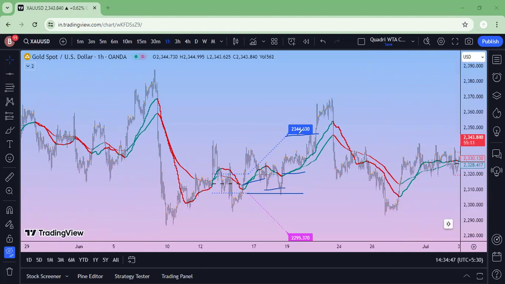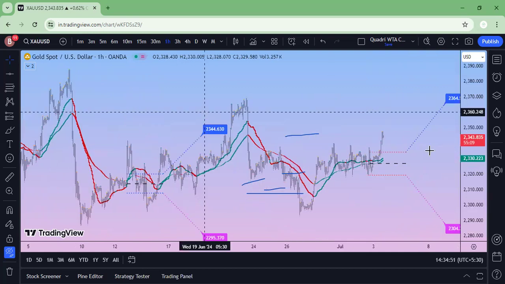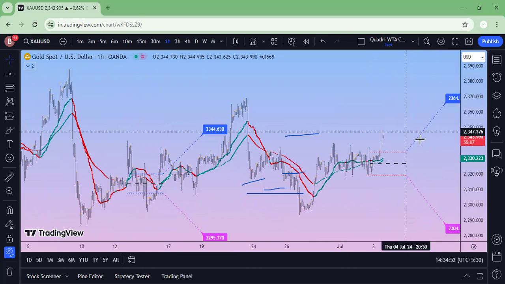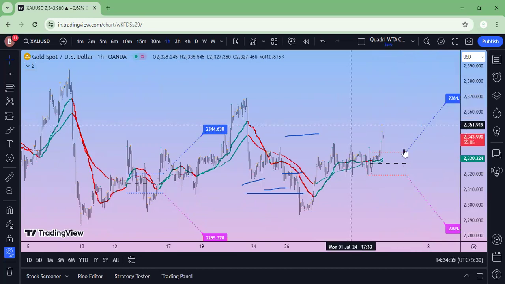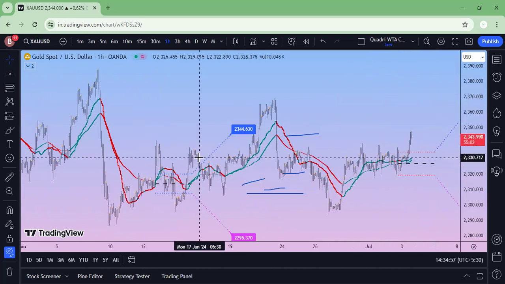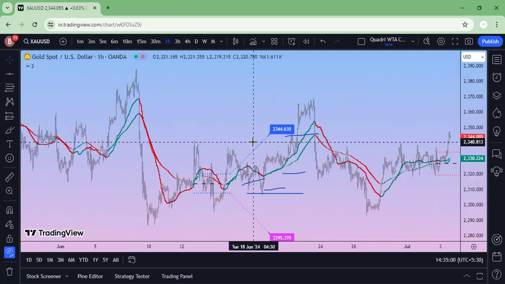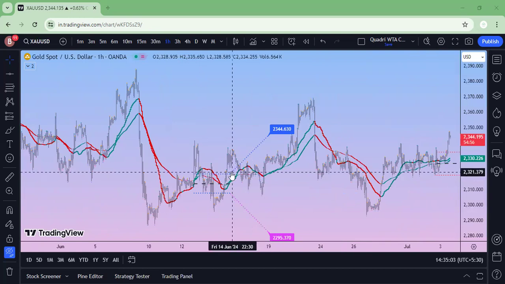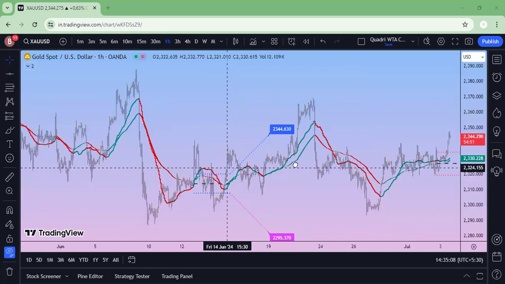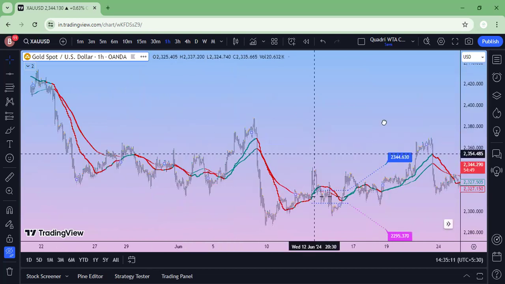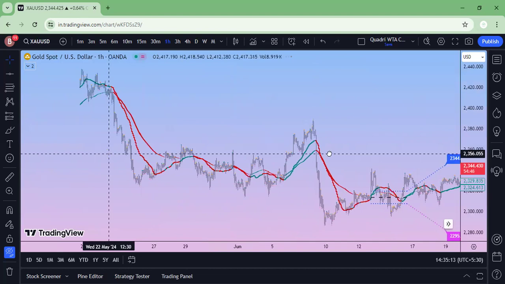Okay, so this is the first one. This is happening in the current market, so I'll not consider this one. This is the first signal. So you can do the calculation. Then we'll go back and find the second signal which we got.